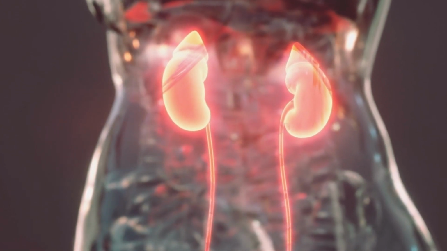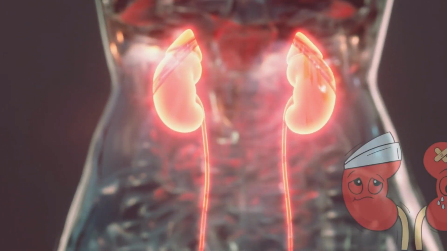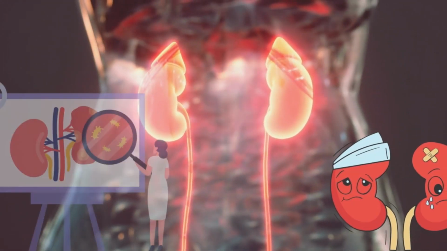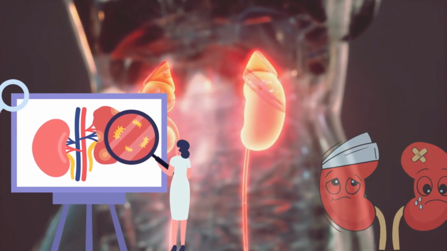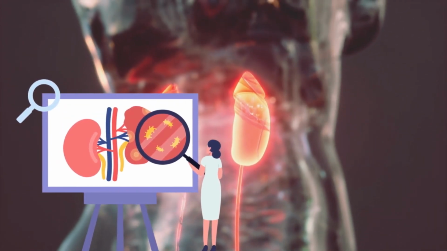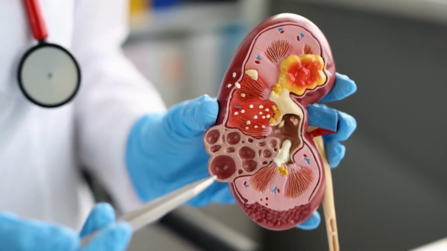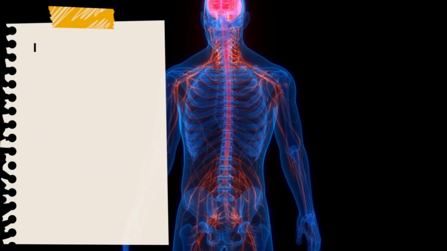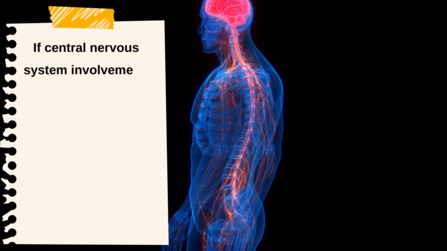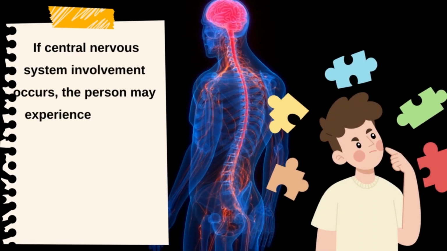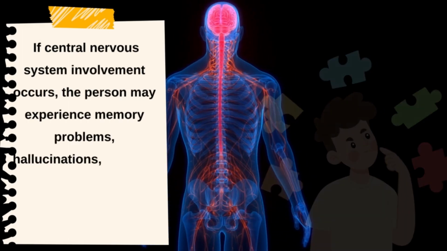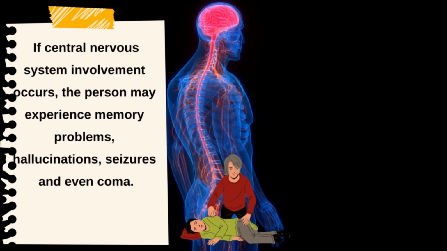Kidney involvement is seen in 70% of patients, and it is very important not to overlook this issue if kidney involvement occurs. Kidney tests such as urea and creatinine may be elevated, and even dialysis may be needed. If central nervous system involvement occurs, the person may experience memory problems, hallucinations, seizures, and even coma.